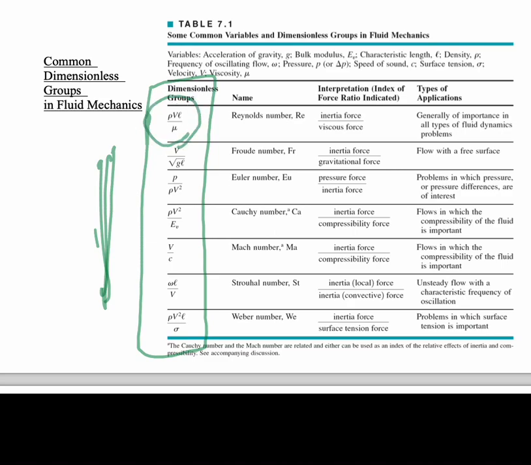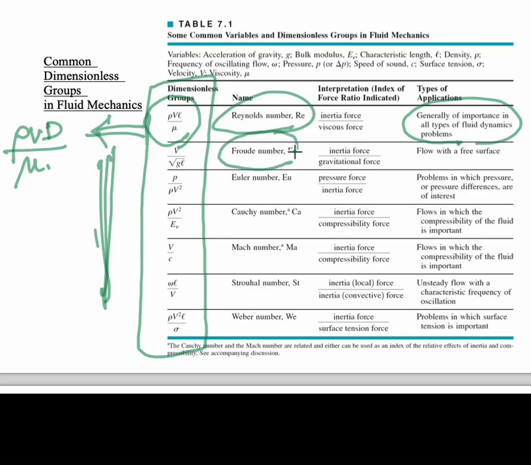The equation is rho V L over mu. If you solve flow in a pipe, you need to use rho V D over mu. This is the Reynolds number, and this is the type of application. It is generally of importance in all types of fluid mechanics and fluid dynamics problems. Another example of a dimensionless parameter is the Froude number. It is usually used in free surface flows and so on.